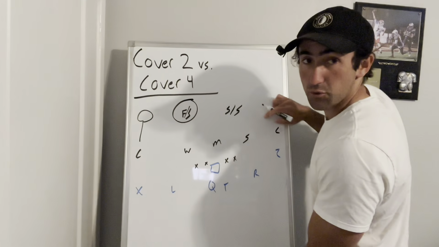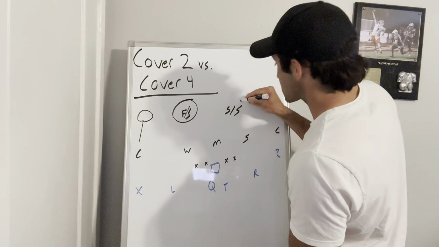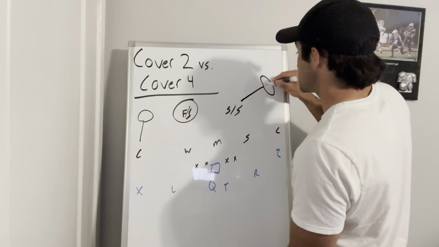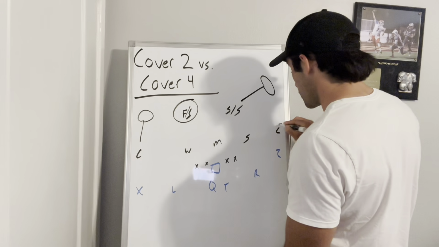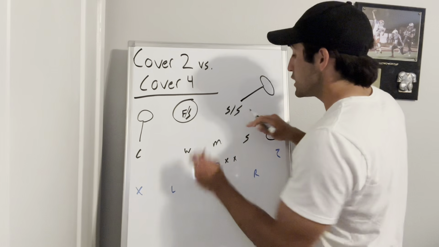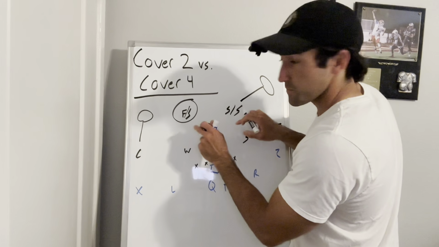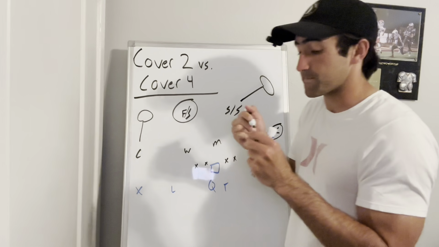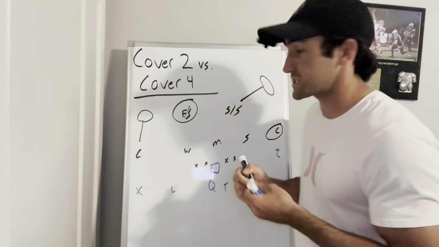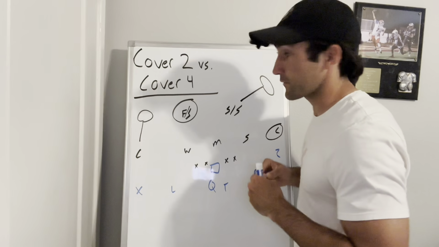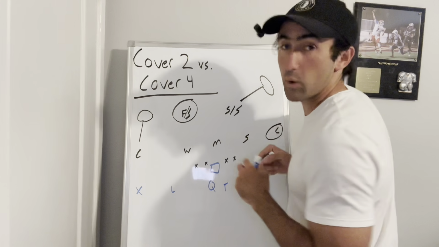Now, let's say it's cover 2 on this side of the field. That safety has a lot of ground to cover because he has to get to the deep half of the field, and the corner has got to sit into the flats, right? So these two safeties have very different responsibilities in their stance pre-snap. There's 3 specific things that you want to look for pre-snap that can tell you if it's cover 4 or if it's cover 2. First one is going to be the width of the safeties.